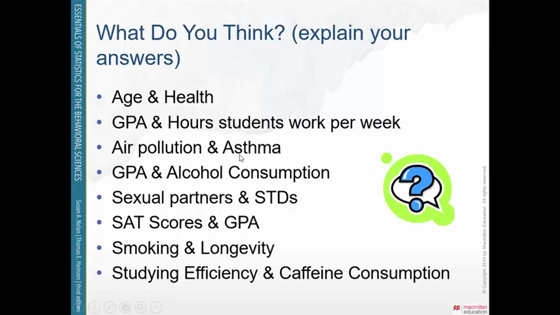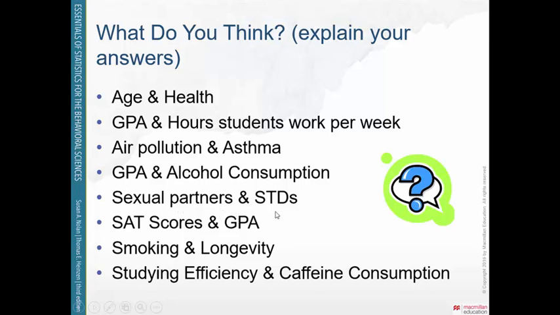Air pollution and asthma. Maybe that's a positive correlation, right? The less air pollution, the less cases of asthma. More air pollution, more cases of asthma. GPA and alcohol consumption. Negative correlation, right? The less alcohol people consume, the higher the GPA.